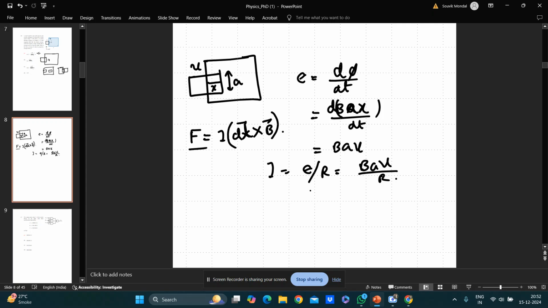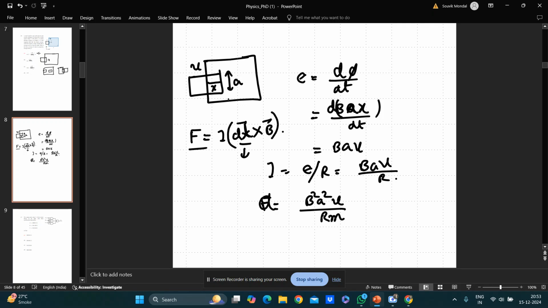I don't recognize the exact name, but this is the force acting on the loop. So force is I B L, and here L is basically A. So B square A square V by R is the force. So what is your acceleration? Acceleration is B square A square V by M R.